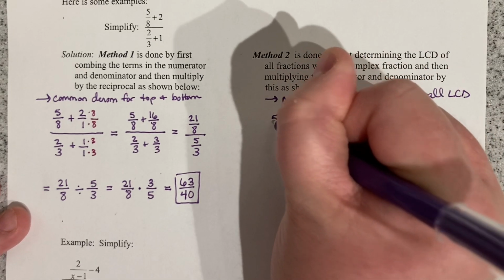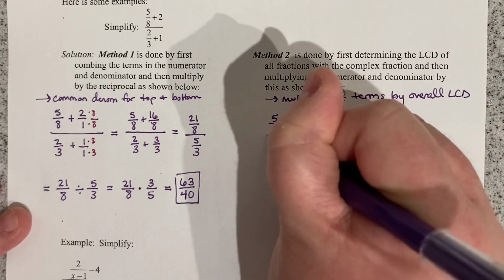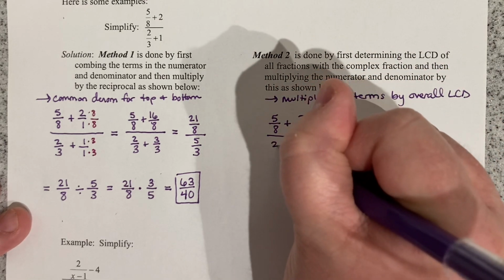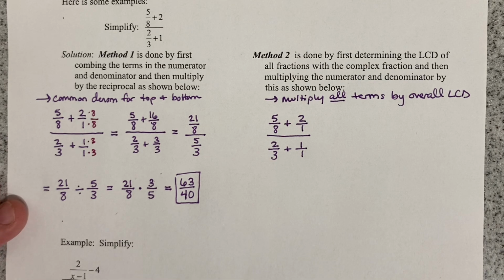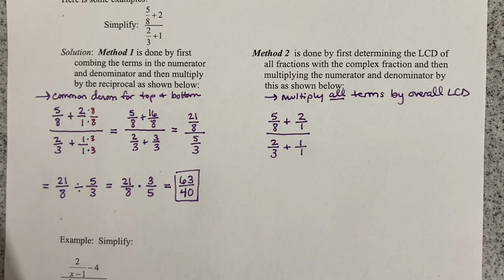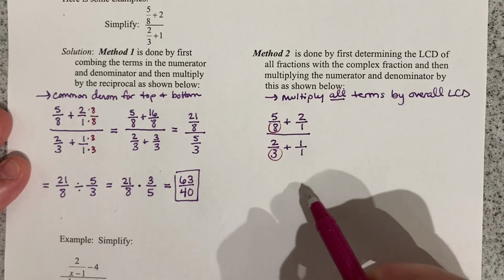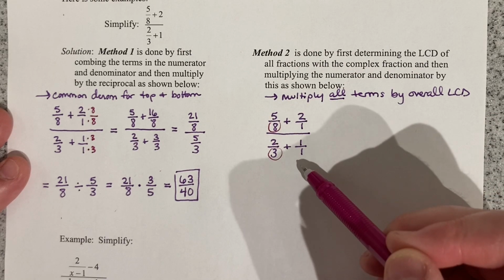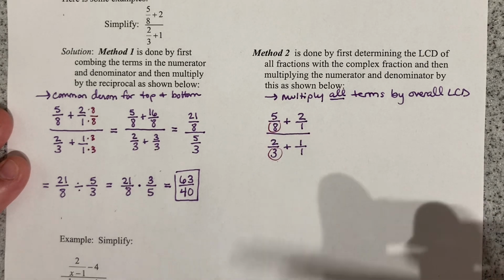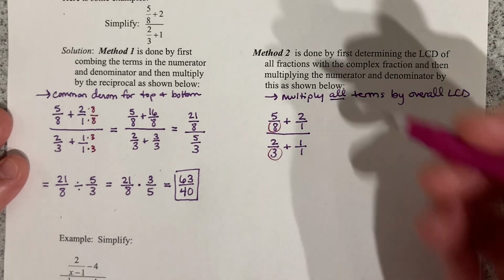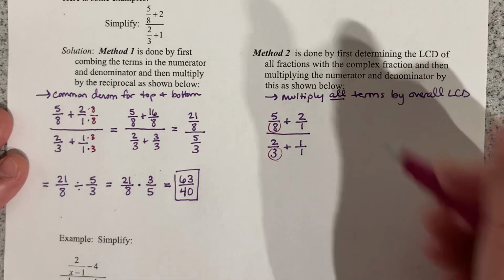So we got 5/8, same problem. I'm still doing the 2 over 1. I'm just rewriting the problem, except putting the whole numbers over 1 so that they look like fractions. The overall common denominator, I don't care anything about the tops, and really the ones aren't changing anything. The common denominator between 8 and 3 is 24, because there's nothing in common, so it's just 8 times 3. So we're going to multiply all the fractions by 24.